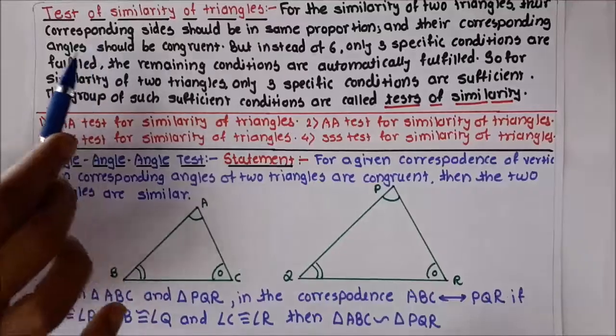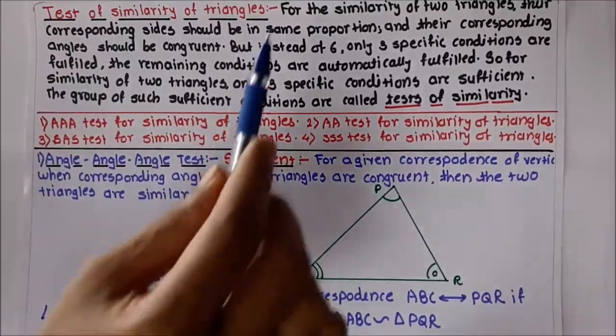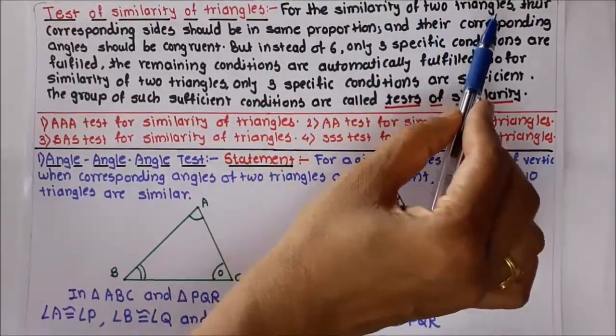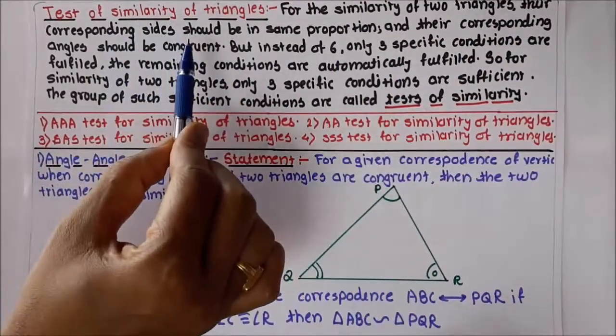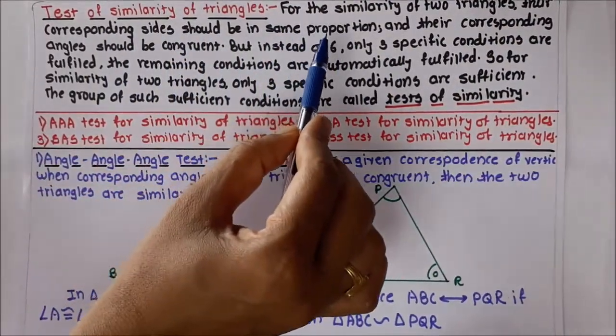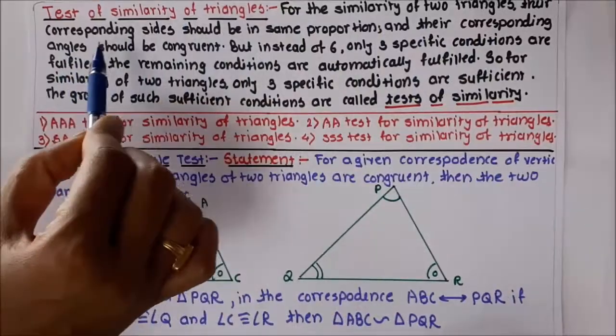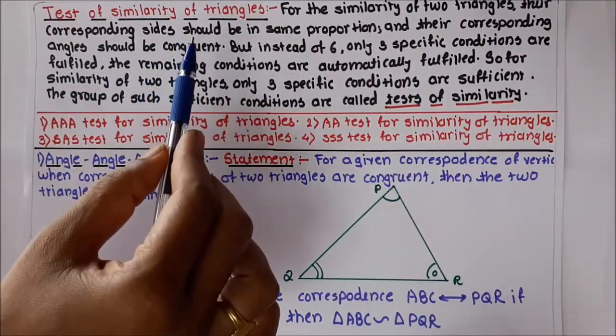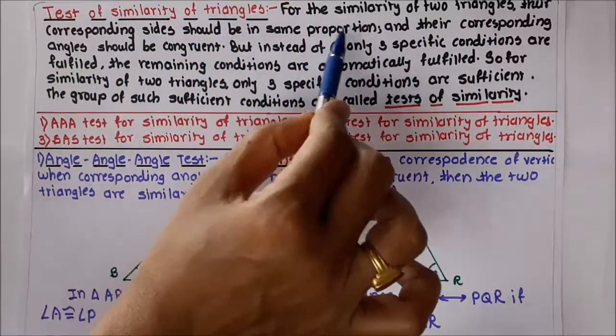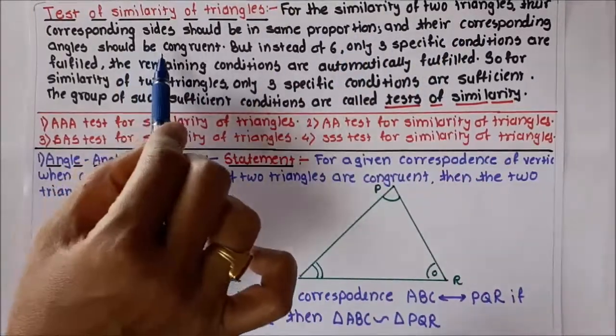For that, at first we will see what is similarity. Means for similarity of two triangles, their corresponding sides should be in the same proportion and their corresponding angles should be congruent. Means two conditions are there. First, sides should be in same proportion and angles should be congruent.